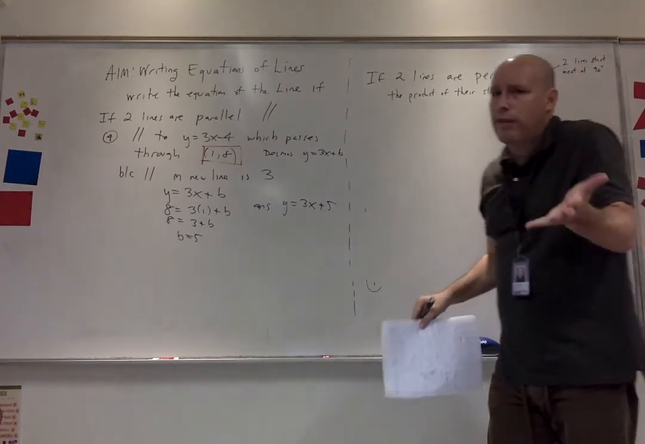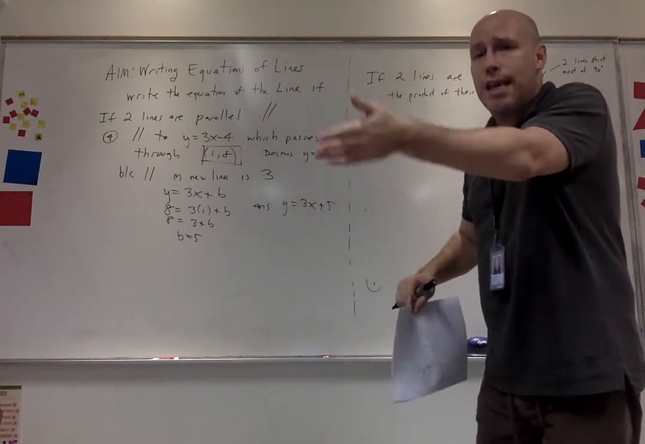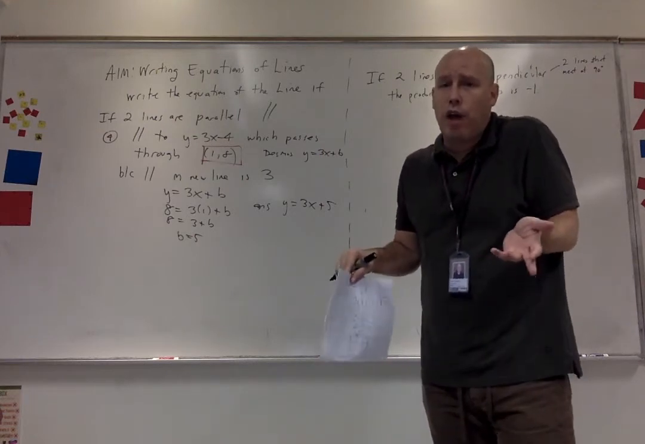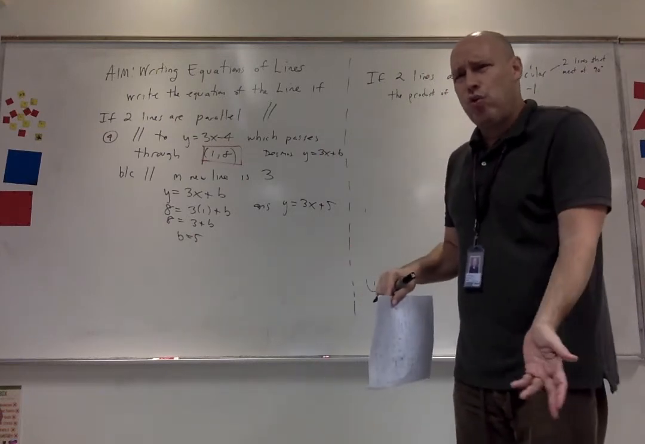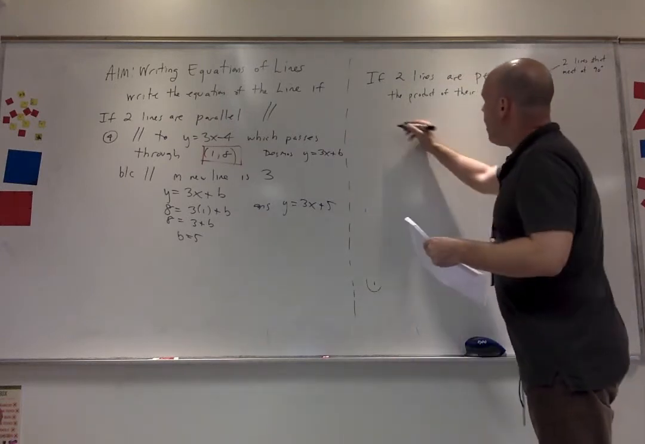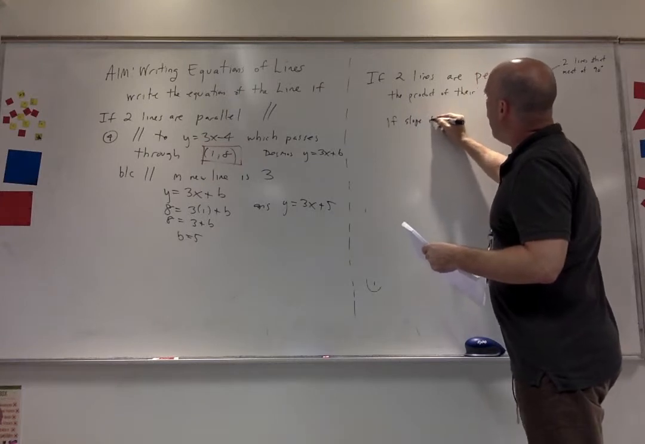So obviously we know what type of question is coming. I'm going to say this line is perpendicular to this and it passes through that. How do we find the equation of the line? So how do I find the new slope? Well, it's really easy.